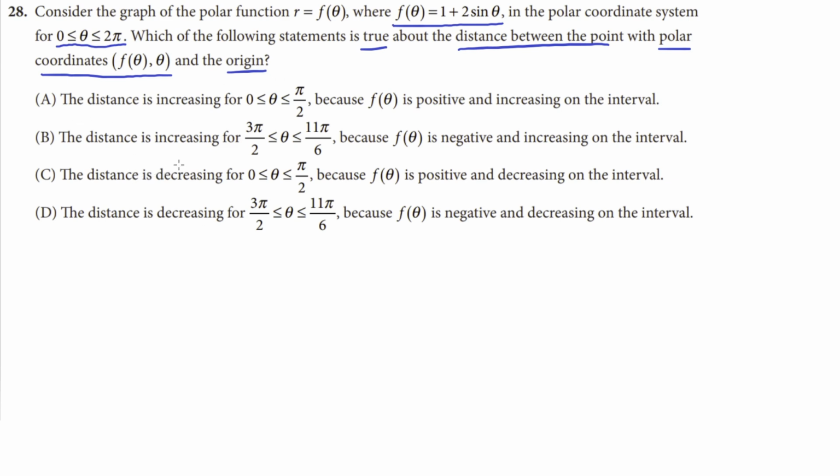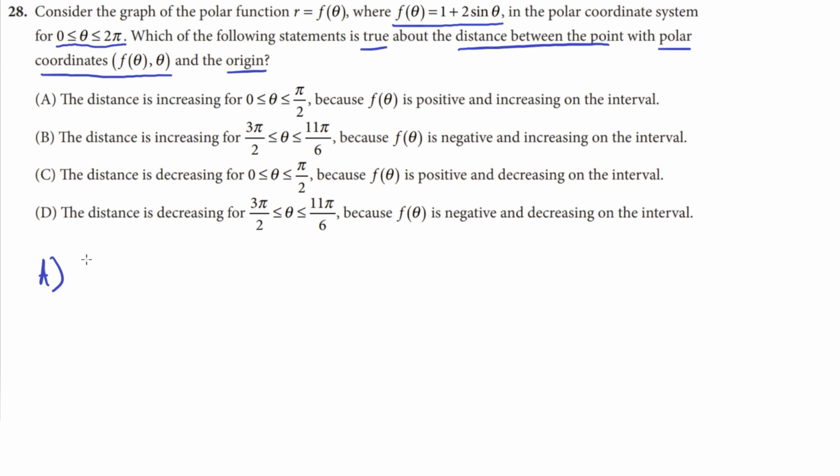So we need to find out which one of these statements is true. So let's go through each of them. A says the distance for theta less than or equal to pi by 2 and greater than or equal to 0 is increasing because f of theta is positive and increasing on the interval.